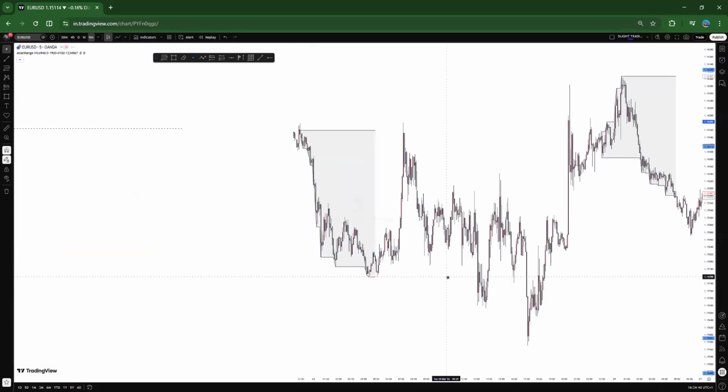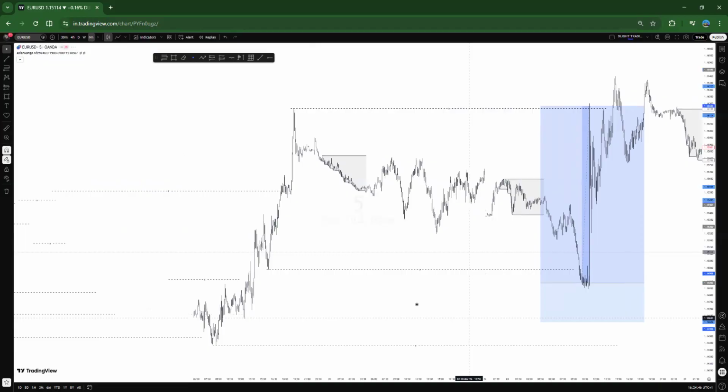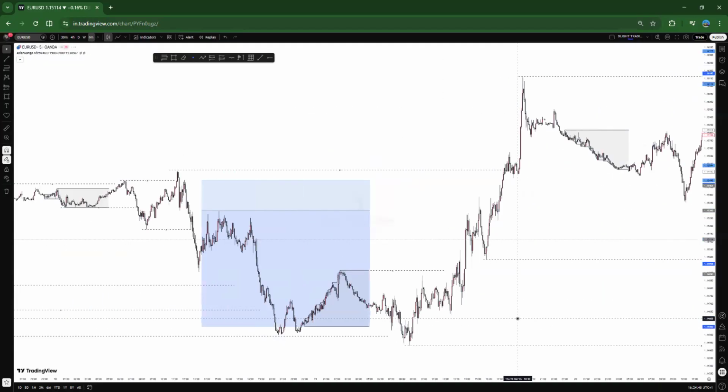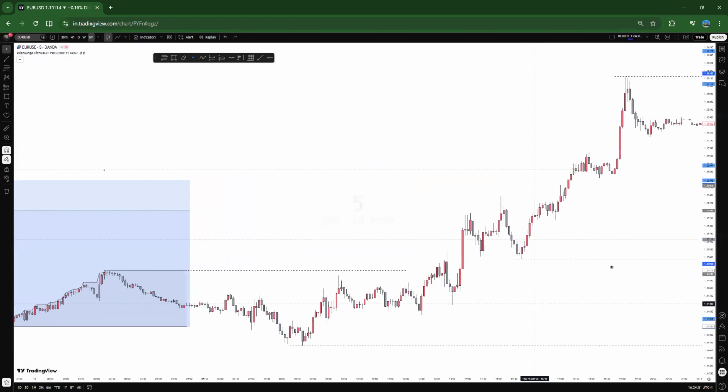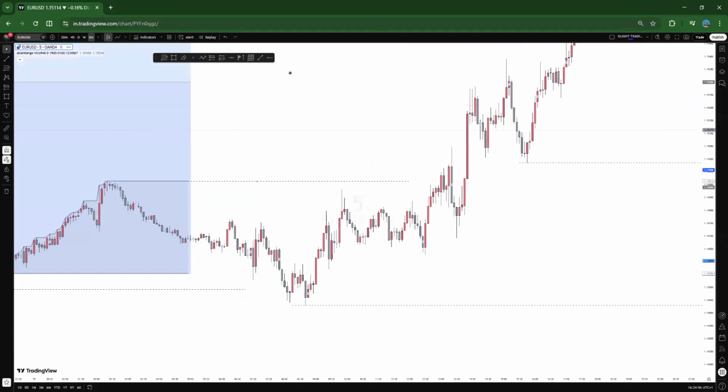Let me zoom out. I just want to make it clear for you why I actually took that structure as my range. Now, as you can see, before price took out this particular high, price broke structure here, broke structure again. Now this was a buy to sell on the lower time frame, and price came, took it out, touched this one before breaking structure here.